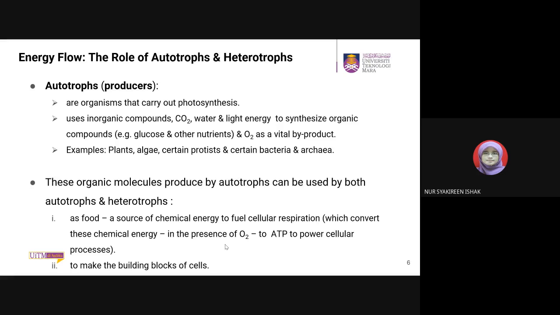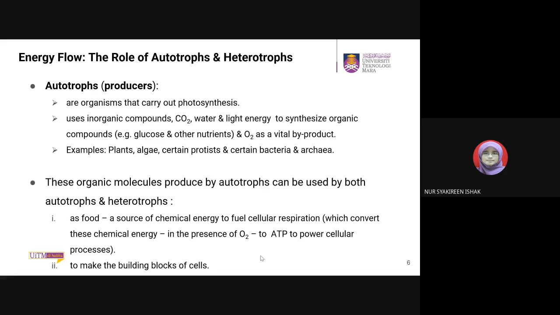tumbuhan lah selalunya kan. So dia perlukan apa? Dia perlukan carbon dioxide, water and also light energy to synthesize organic compound which is glucose and other nutrients, and releases oxygen, okay, which is the vital byproduct, which is oxygen is required by other organism to carry out cellular respiration. So photosynthesis, examples of organism of producers, there are plants, algae, certain protists. So what is protists? Protists is unicellular eukaryotes, okay, unicellular eukaryotes, certain bacteria and archaea.